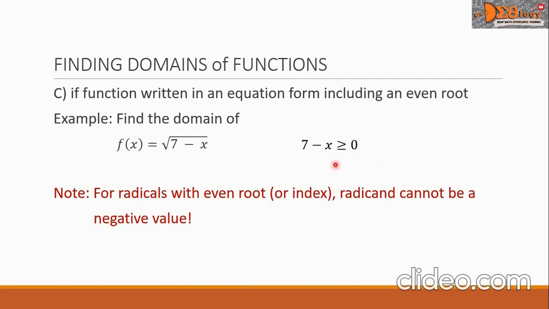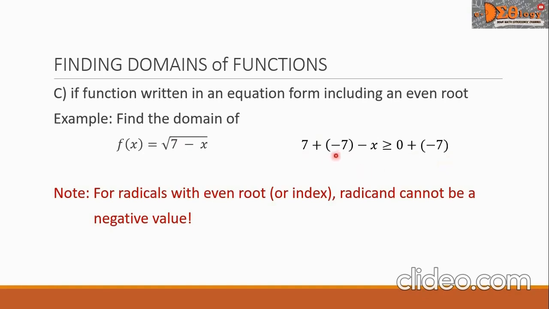And from here, we will solve for x. We want this x to be alone. We're going to remove the 7 here. So we will add a negative 7 to both sides of the inequality. So we have here plus negative 7, and on the right side also plus negative 7.